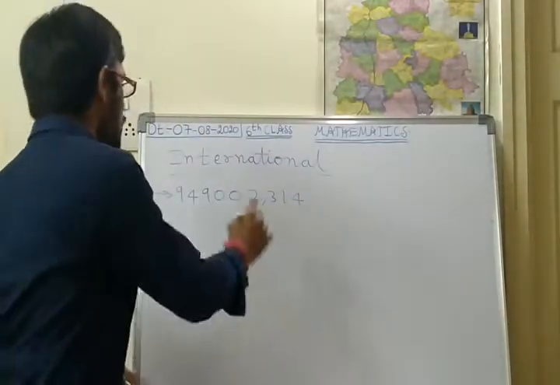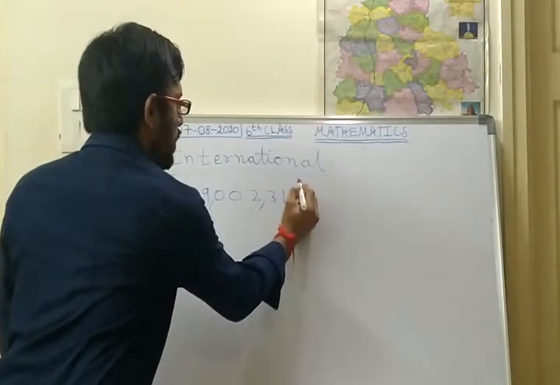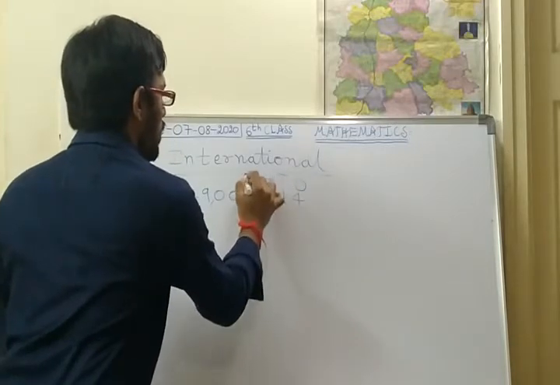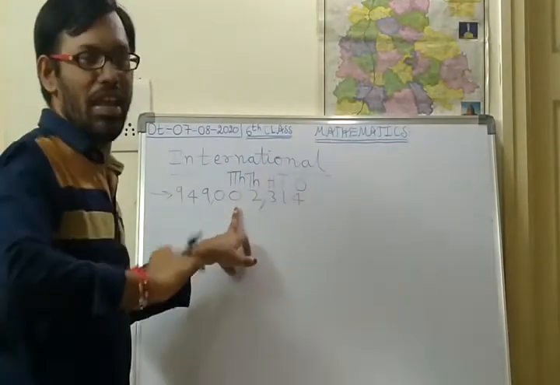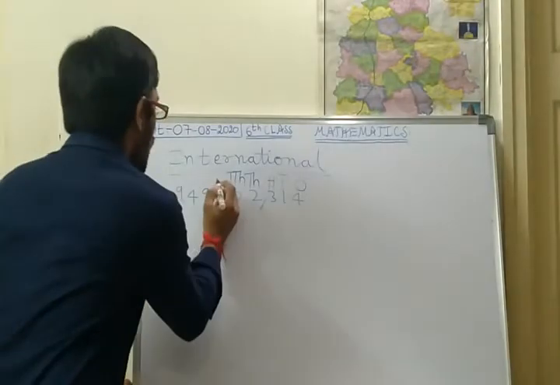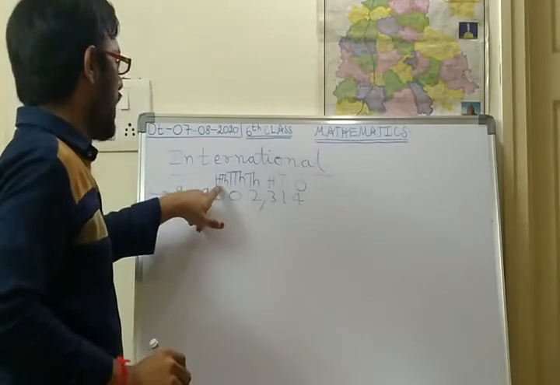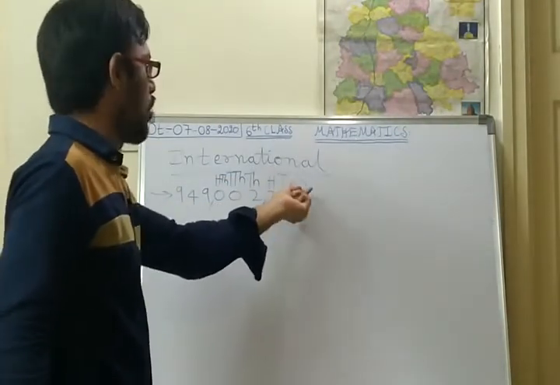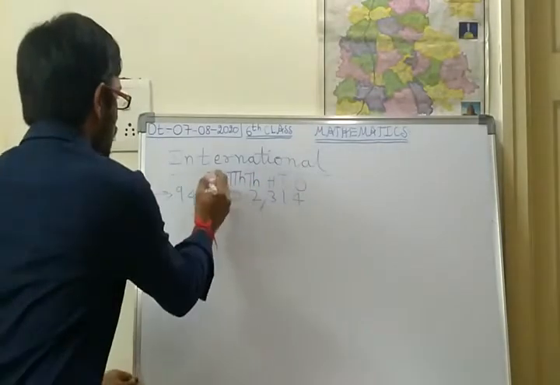So what are the place names in the international system? Starting from the right side: ones, tens, hundreds, thousands, 10,000s, up to 10,000 same as the Indian system. After 10,000, what will come? After 10,000, 100,000. Same as the units places: ones, tens, hundreds, 1,000, 10,000, 100,000. After 100,000, million.